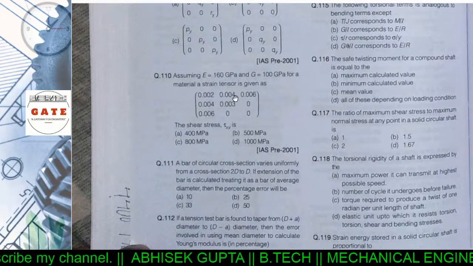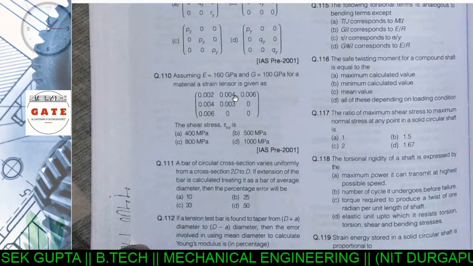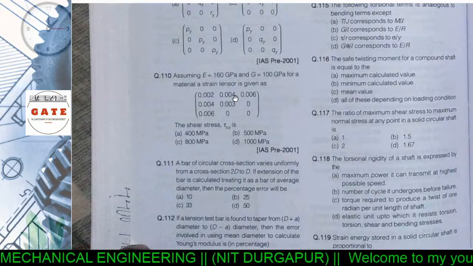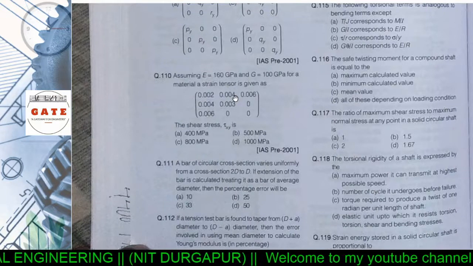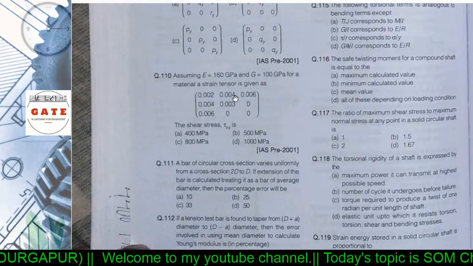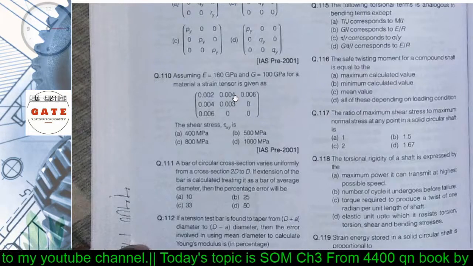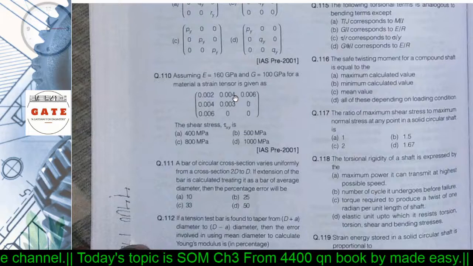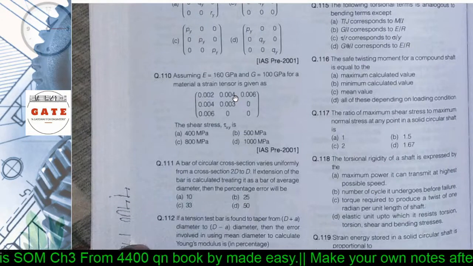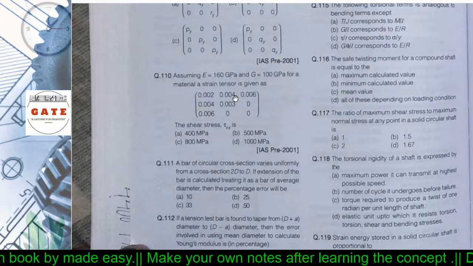Okay, gamma xy known, we have to find tau xy. How do we find it? We have the value of G. So G is 100 gigapascal. Modulus of rigidity is shear stress upon shear strain, tau xy upon gamma xy. Gamma xy into G will give you tau xy. So 110 will be option C. 0.008 into 100 gigapascal, so 800 megapascal will be the answer of 110.